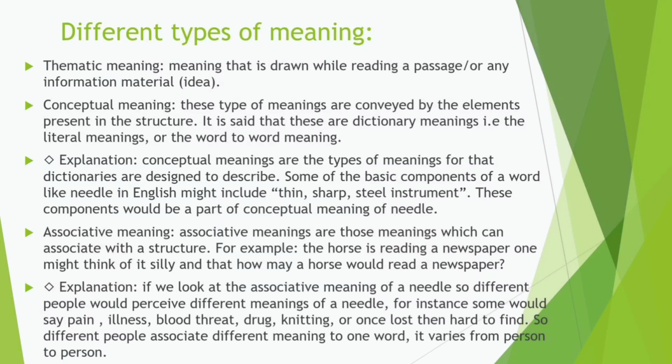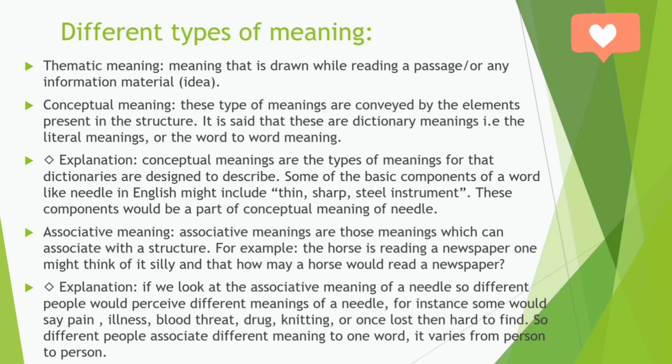Now, conceptual meanings are the type of meanings that dictionaries are designed to describe. Some of the basic components of a word, like needle in English, might include thin, sharp, steel instrument. These components would be a part of the conceptual meaning of a needle. अब needle से आप लोगों को mind में आता होगा that must be thin, sharp, उसकी density ज़्यादा होगी. Or you can also say that this is a tool for sewing.